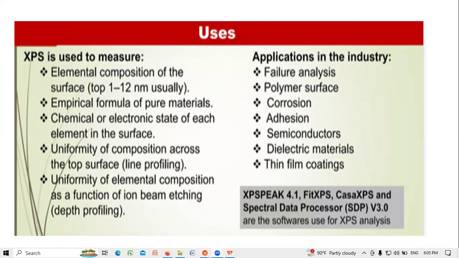Uniformity of elemental composition as a function of depth is measured with ion beam depth profiling. It is also used in industries for failure analysis, polymer surfaces, corrosion, adhesion, semiconductors, dielectric materials, and thin film coatings.